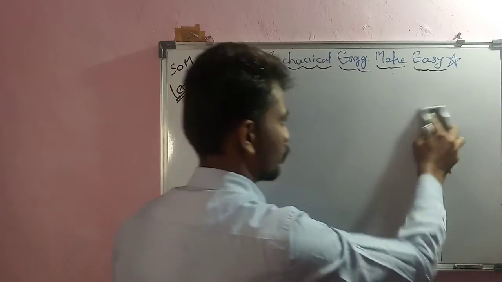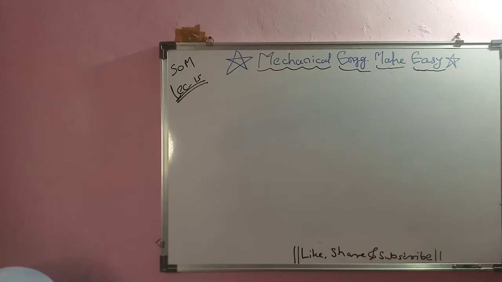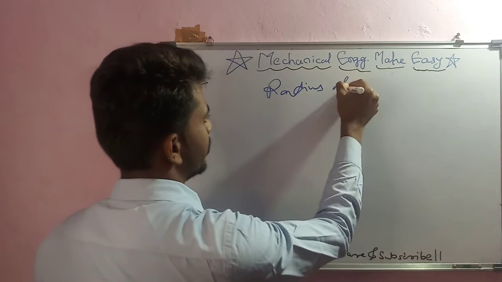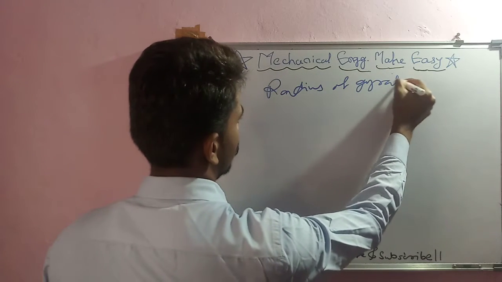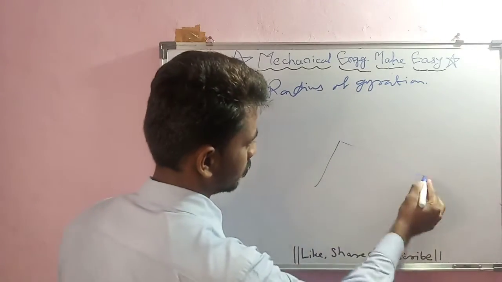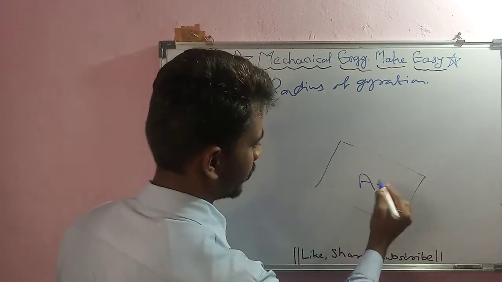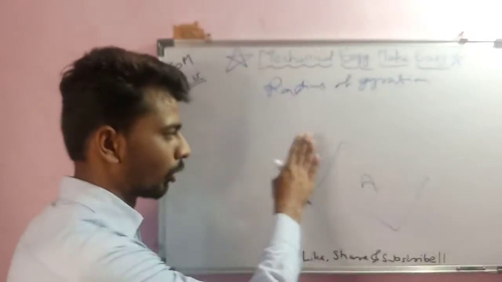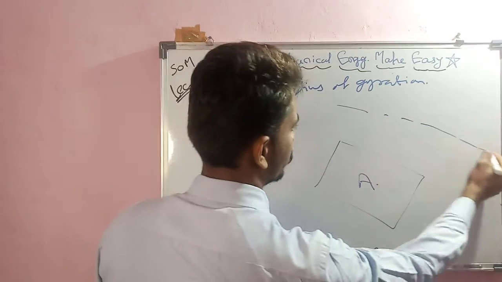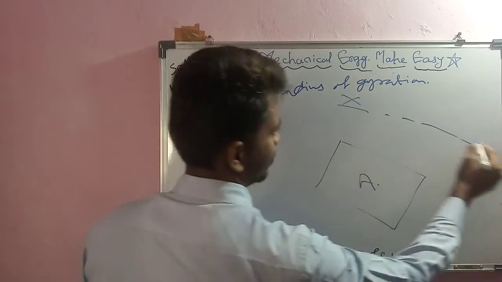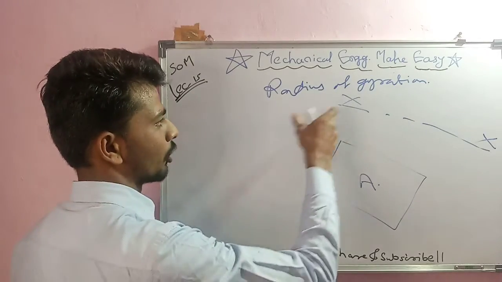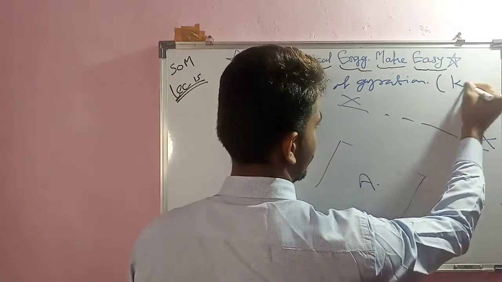What exactly is radius of gyration? Firstly, consider a plane. That plane will have some area, the cross-section area of that plane. And one axis we have considered here, maybe the x axis. So what is exactly the value of radius of gyration, which is denoted by k?